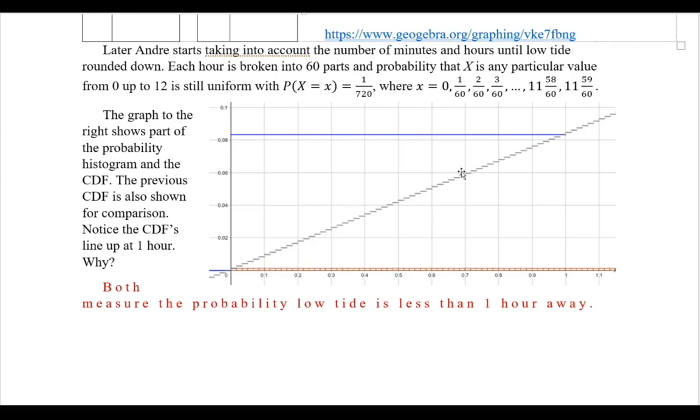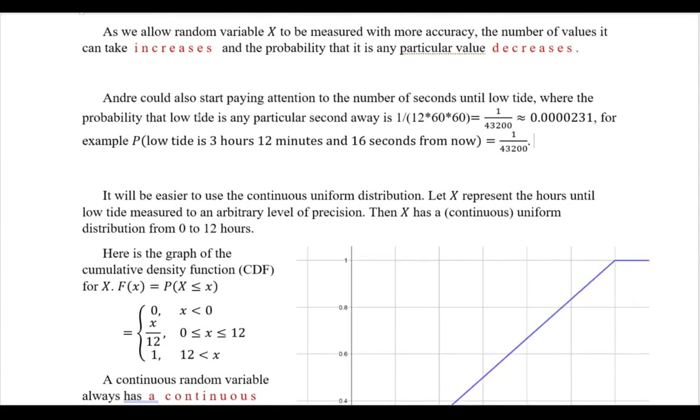So recall, we find the probability of a continuous variable using area, and the probability of a discrete random variable using summation, or adding up all the probabilities. Now, if Andre started taking into account the number of seconds until low tide, then the probability that he is any particular hour, minute, and second away from low tide would be 1 over 43,200. At this point, it would be much easier just to use the continuous uniform distribution.